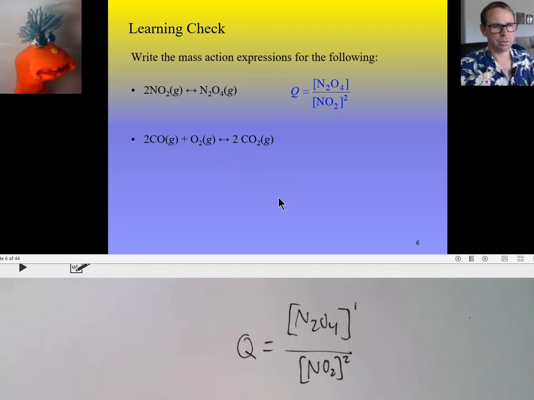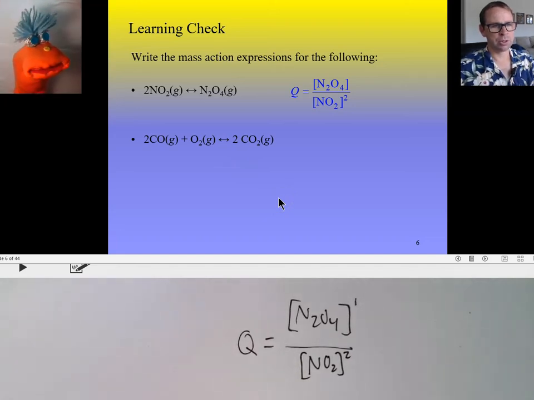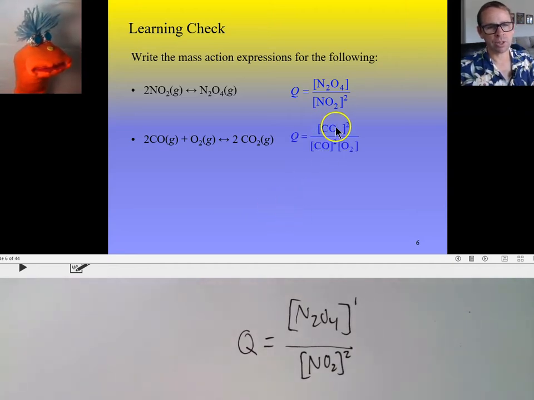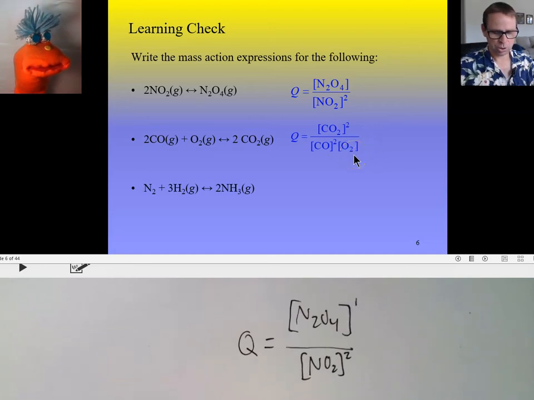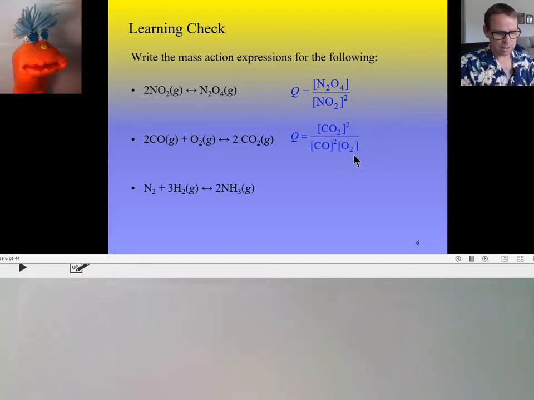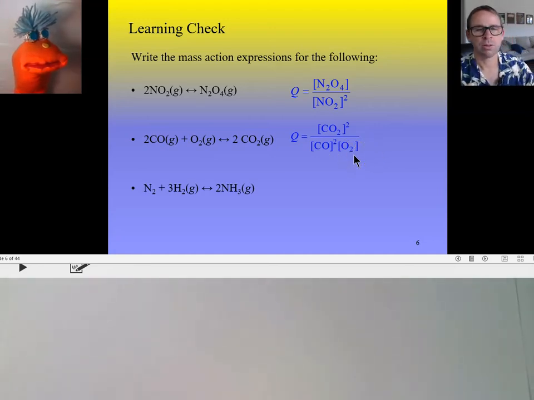How about this one? It's going to be concentration of carbon dioxide squared over concentration of oxygen times concentration of carbon monoxide squared. Okay, very good. Exactly. Concentration of the product to its coefficient over concentration of the reactants to their coefficients. Okay, you work on this one at home. Write it down. Make sure you're not missing anything. Push pause.